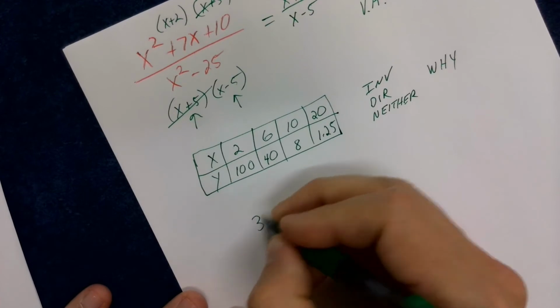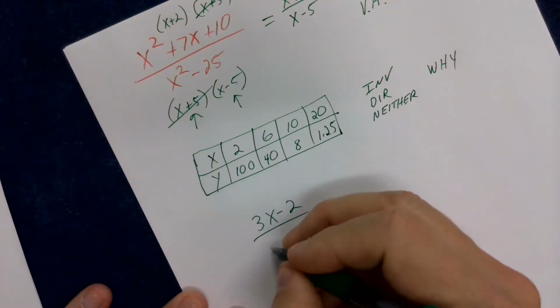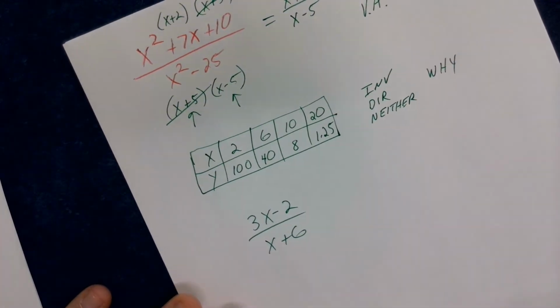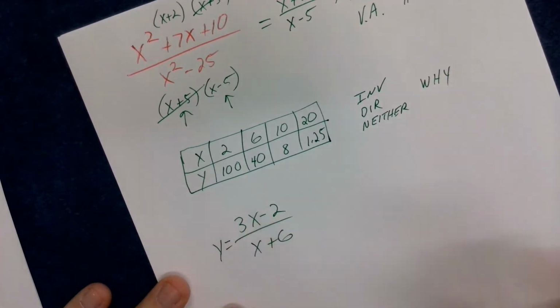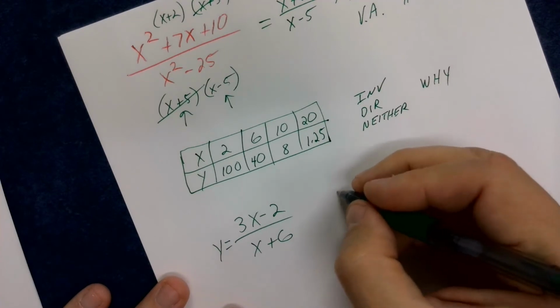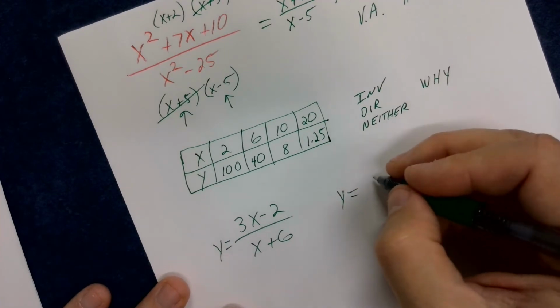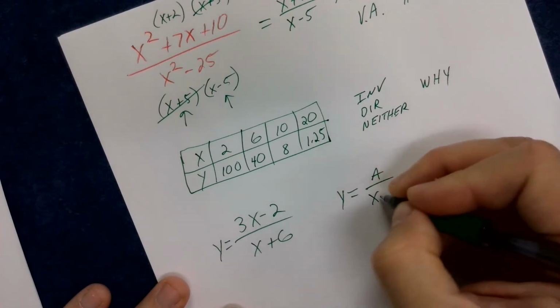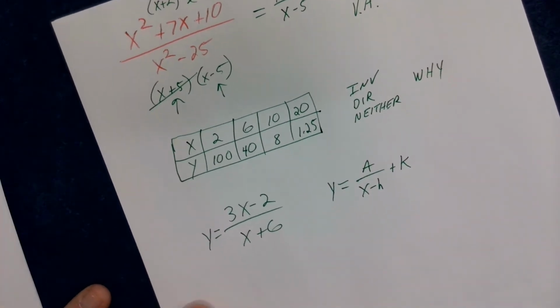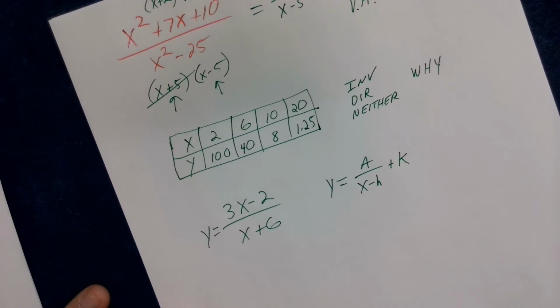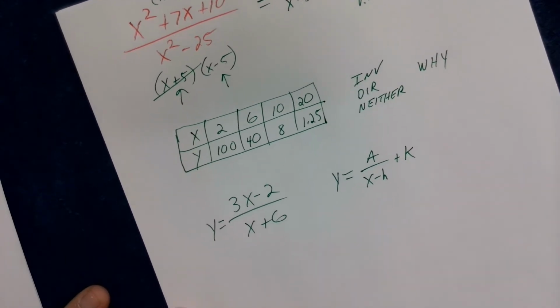Let's say I had 3x minus 2 over x plus 6. I'll go ahead and go through that one. And you need to be able to write this one when you have a variable upstairs into the y equals a over x minus h plus k format, like we did just a couple minutes ago on showing what vertical asymptotes and horizontal asymptotes are.